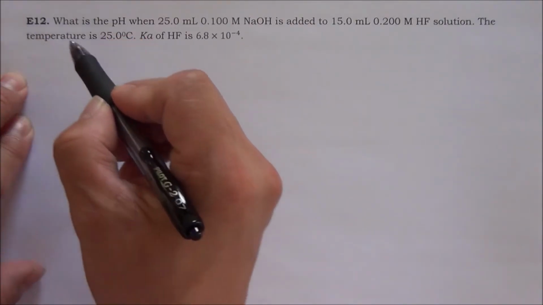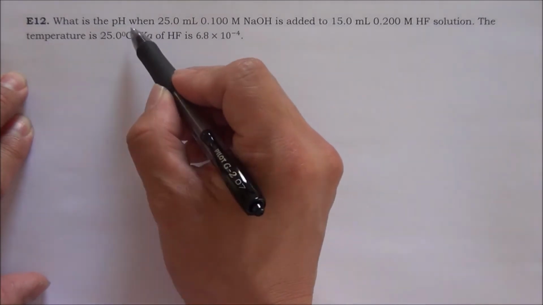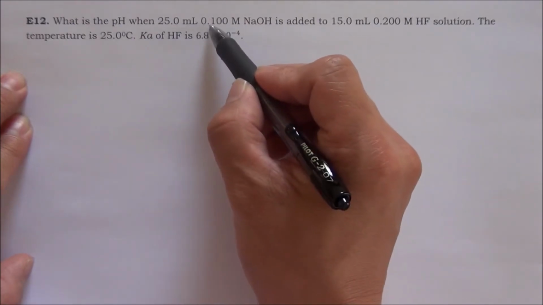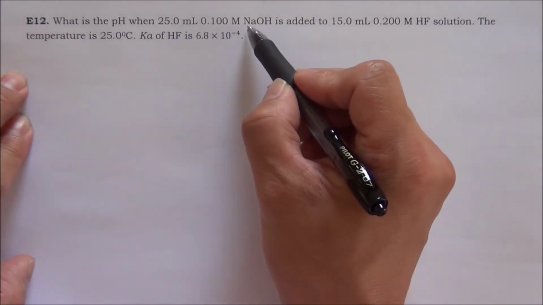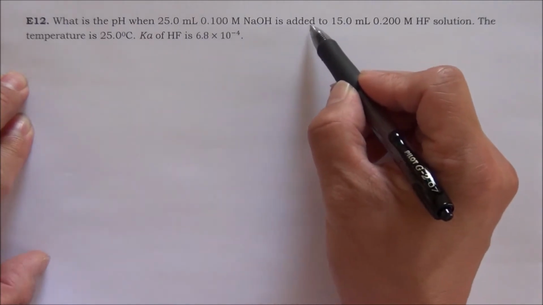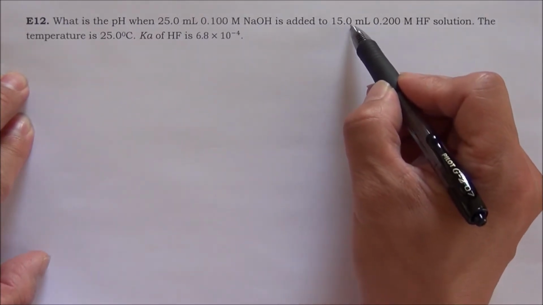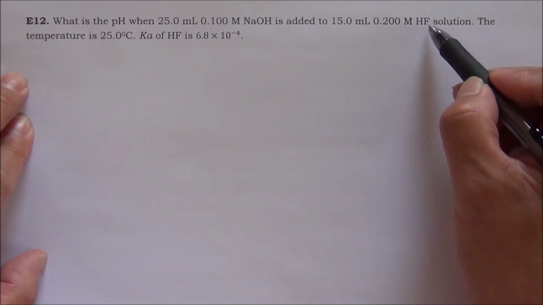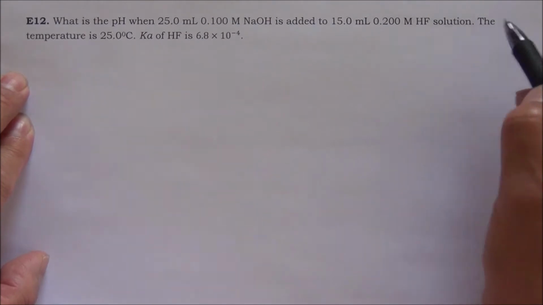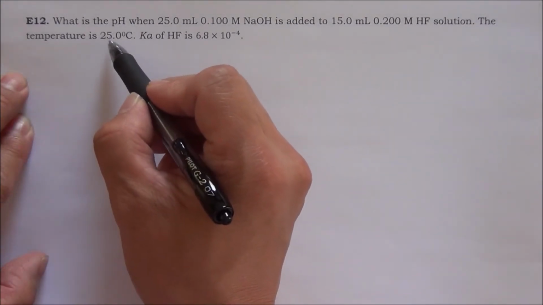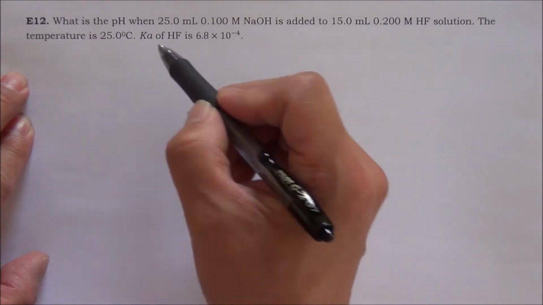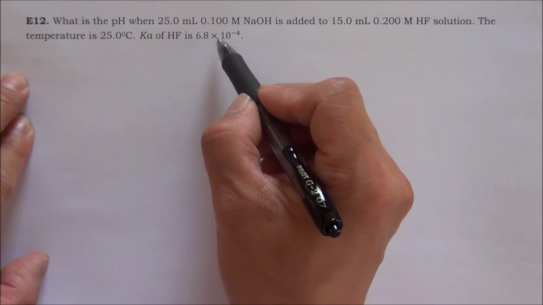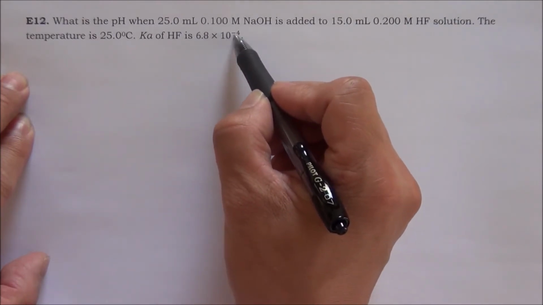Example number 12. What is the pH when 25.0 milliliter 0.100 molarity sodium hydroxide solution is added to 15.0 milliliter 0.200 molarity hydrofluoric acid solution? The temperature is 25.0 degrees Celsius. Ka of hydrofluoric acid is 6.8 times 10 to the negative 4.